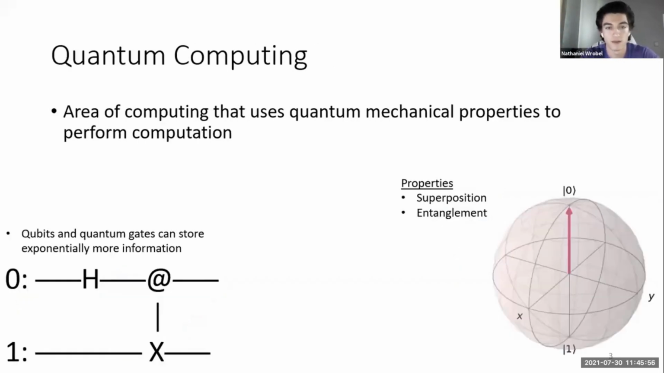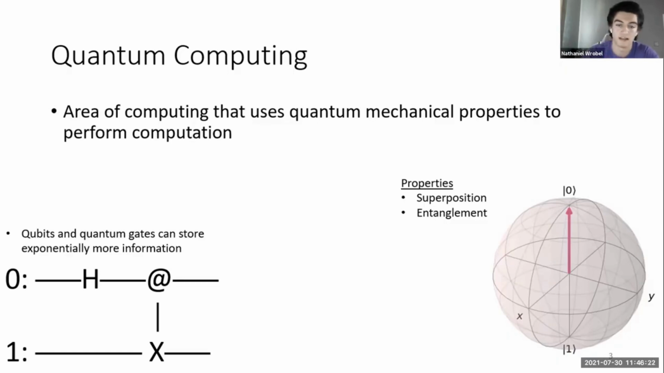And we use this model in quantum computing. Quantum computing allows us to use quantum mechanical properties to perform computation. Some of these properties include superposition and entanglement. So superposition allows us to put a qubit, the quantum analog of the classical bit, into a superposition of both the 0 and the 1 state. So it can't be defined as one or the other, but both.